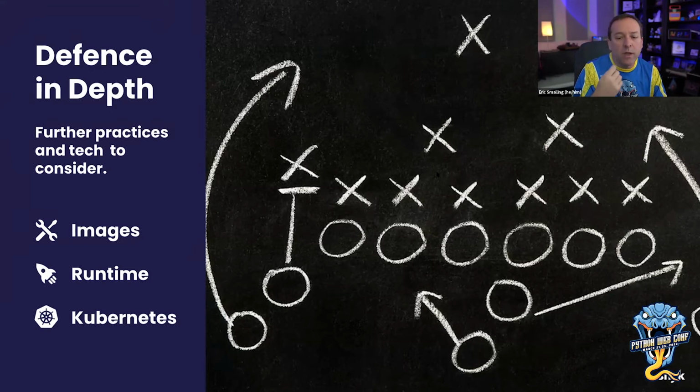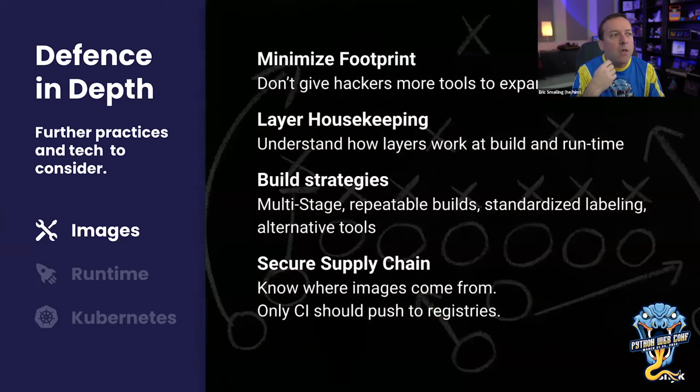When there's a 0 day that is a remote code execution type and it's easy to exploit, that magic combo, you want to make sure that what you're doing at least makes life hard for the hacker to utilize and expand, to set up a beachhead inside your servers. The first things you can do are related to the building of images.